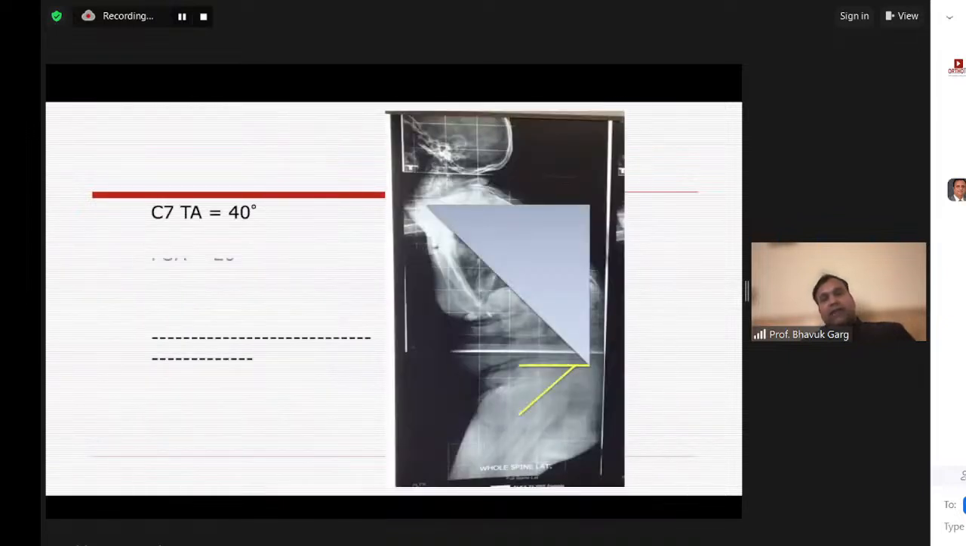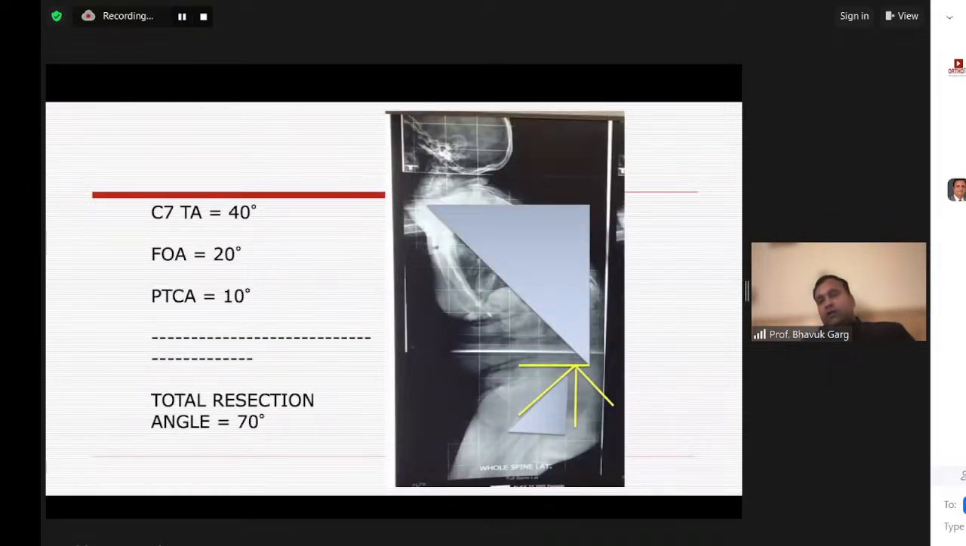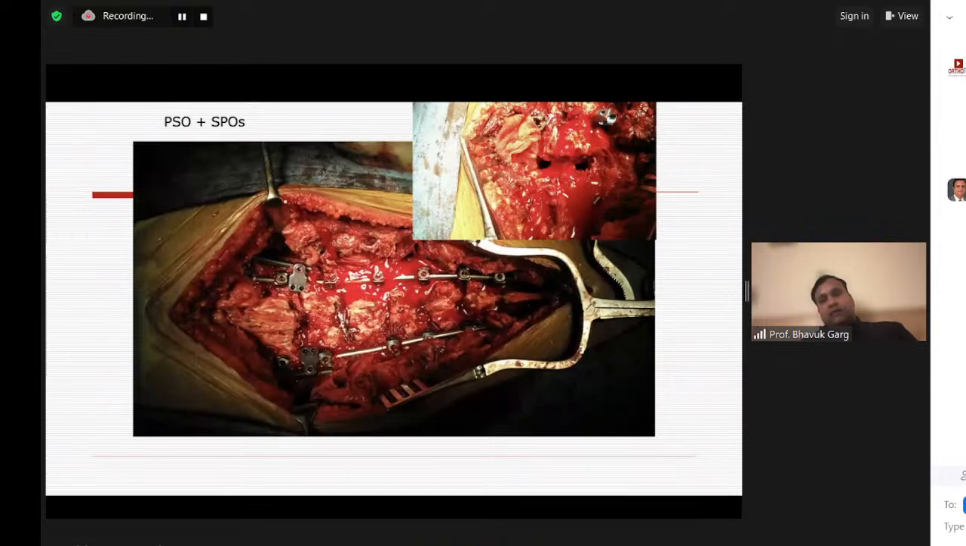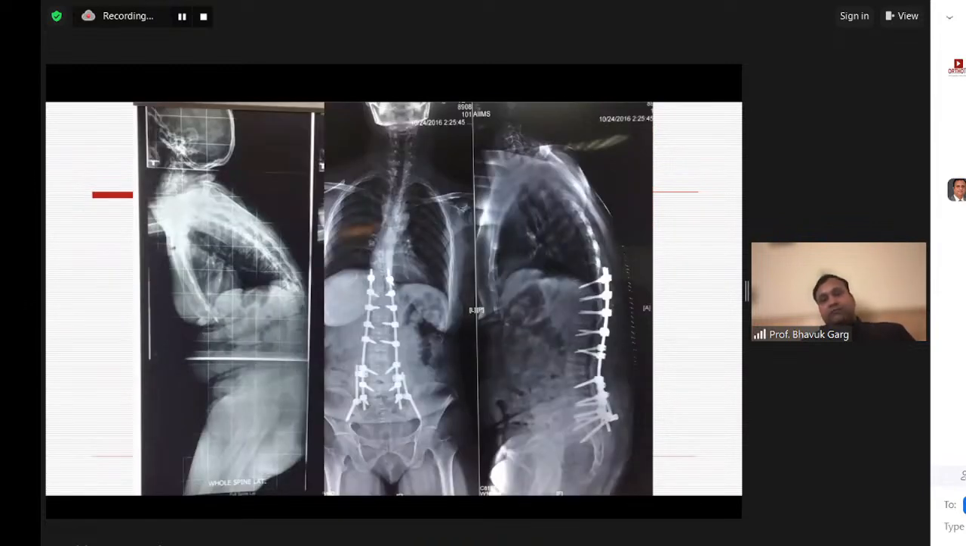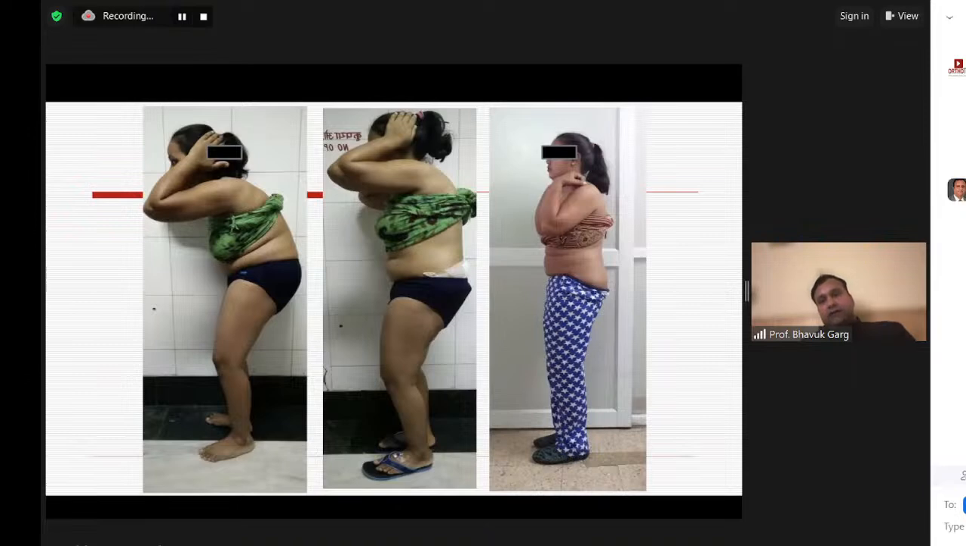In this case, again, we calculated the angle, and we required a total resection angle of 70 degrees. So I did 1 PSO and 4 SPOs to get the angle of 70 degrees. And you can see here that I could get a good correction, and this is the correction.